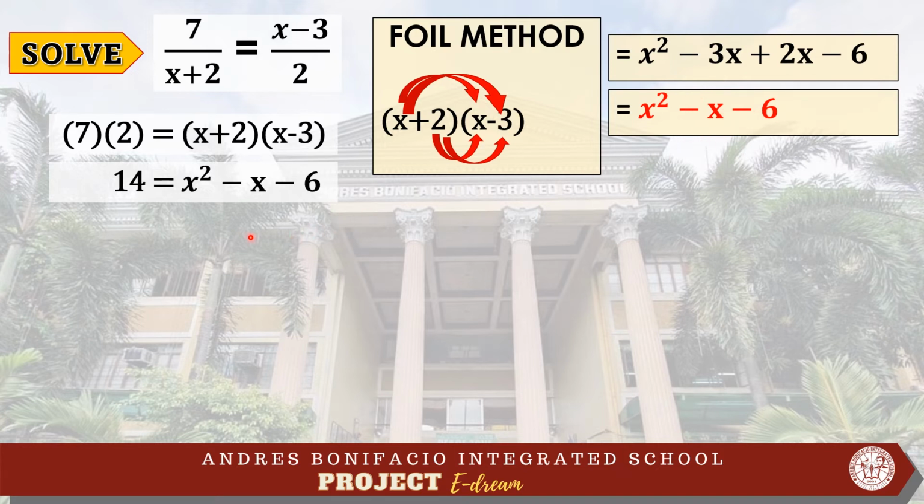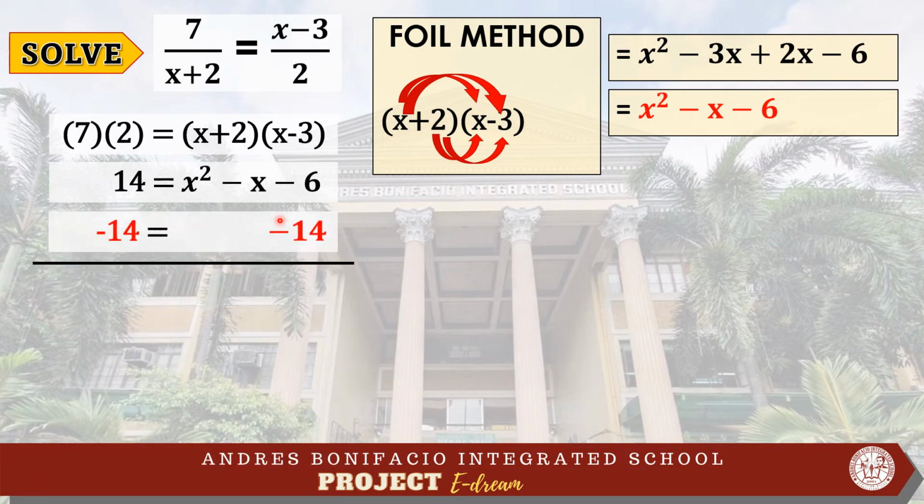Let's go back to the given equation. We will equate this quadratic equation to zero to find its solution or its factors. So by adding negative 14 on both sides, 14 plus negative 14 is 0. Bring down x squared, negative x.